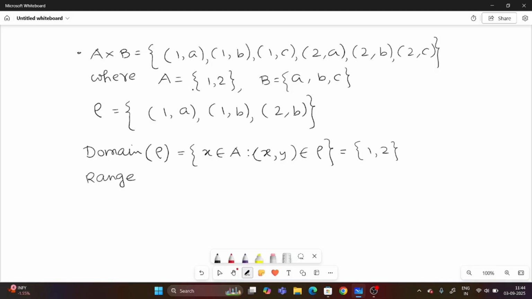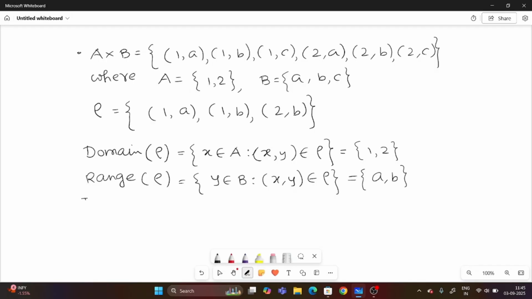Similarly, what is the range of a relation? The collection of all y components. y belongs to B for which the ordered pair (x, y) belongs to rho. So we can see that the y components for the ordered pairs belonging to rho are a, b, b. Therefore, the range of the relation rho is {a, b}.